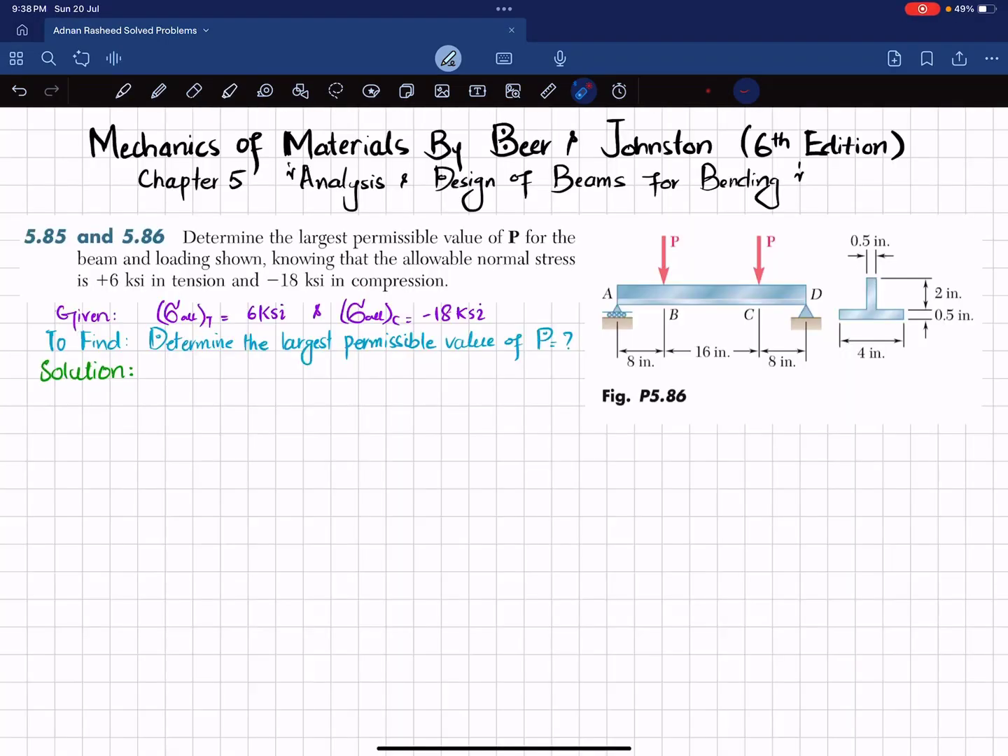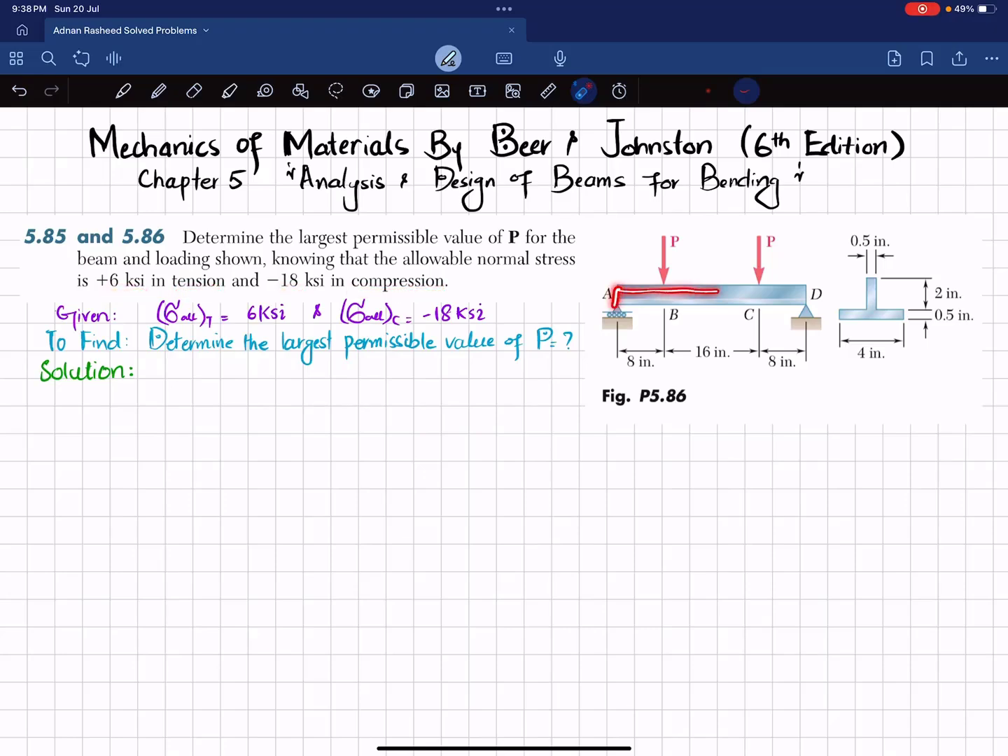Welcome back. In this video, we are going to solve problem 5.86 that is taken from chapter number 5, Analysis and Design of Beam for Bending, and the book name is Mechanics of Materials by Beer Johnston, 6th edition. The statement is: determine the largest permissible value of P for the beam and loading shown, knowing that the allowable normal stress is 6 ksi in tension and minus 18 ksi in compression.